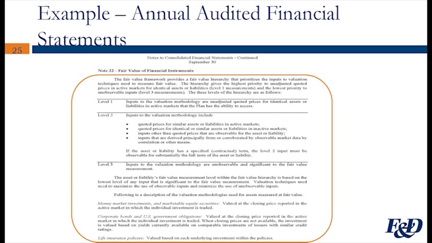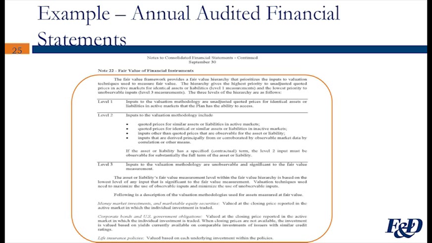Level 1 would be the most transparent level. That's an investment that you can go to the New York Stock Exchange. It has a quoted price in that active market, and you can actually get back to what the cost per share is and actually calculate the value at a specific point in time.